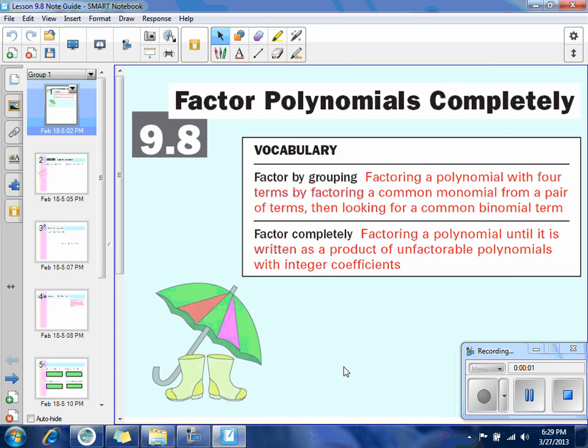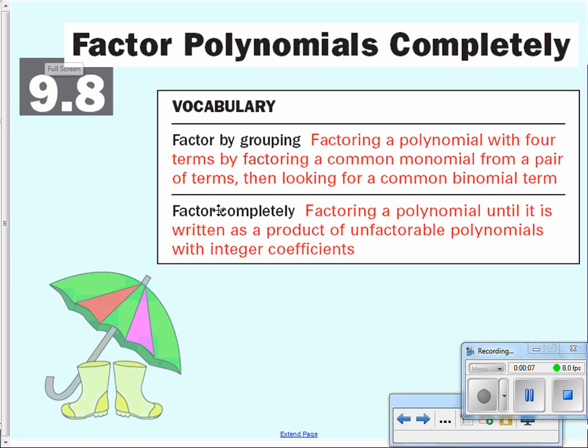Okay, this is day one of 9.8, factoring polynomials completely, and you're going to learn two new ways to factor a polynomial today. One day is factoring by grouping. Little do you know, you actually have already started doing this. You're going to create your own groups and factor out a common term from each of those groups. Hopefully you get a common binomial, what we like to call magic.